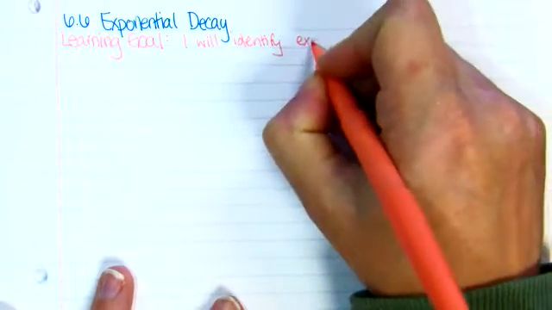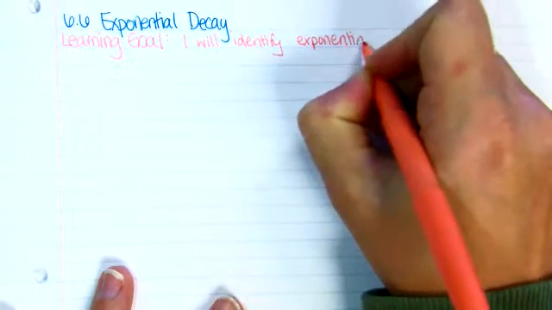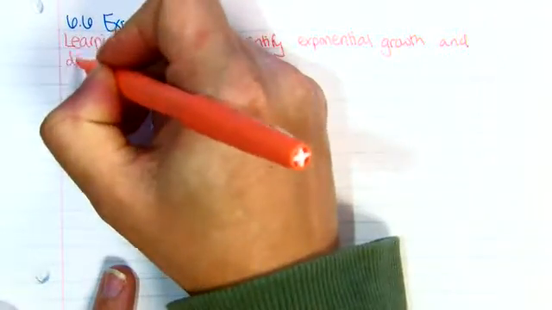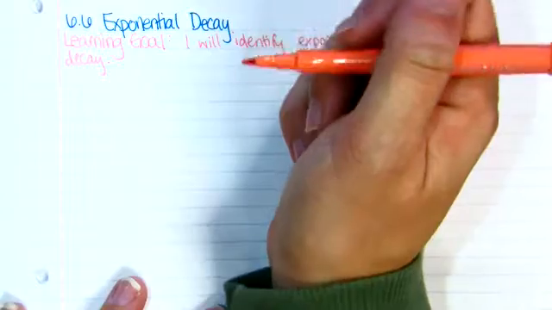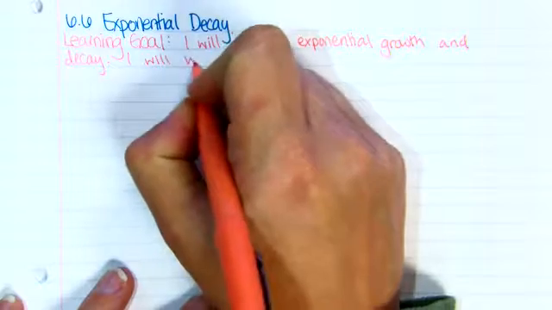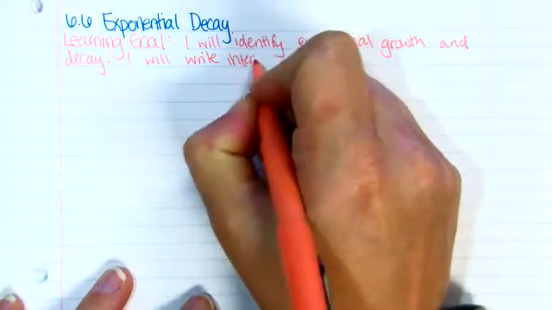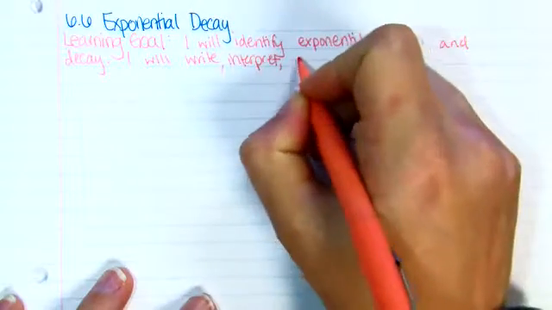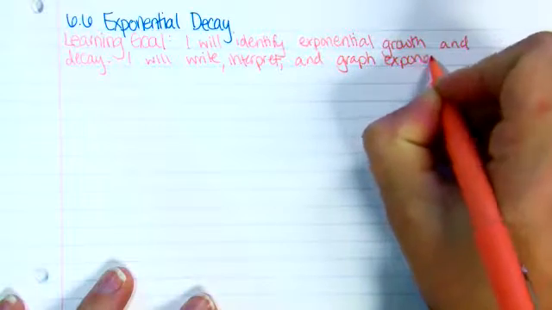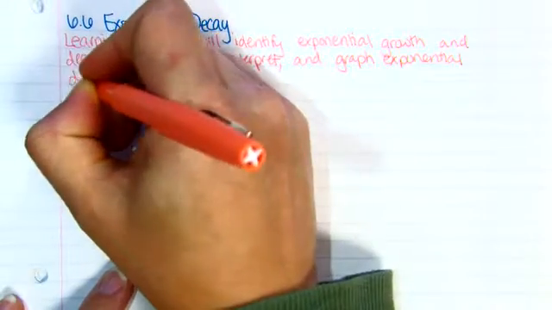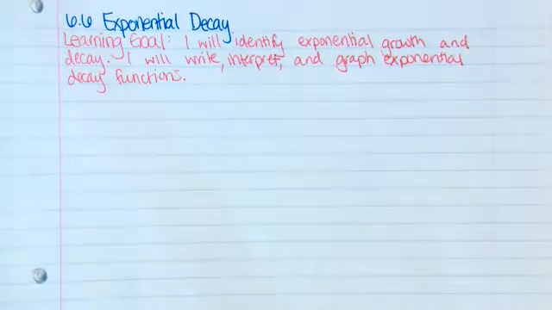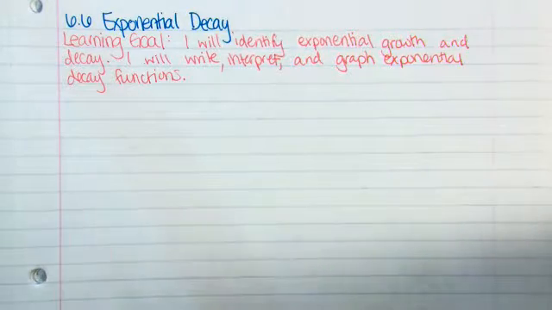So the learning goal for today is: I will identify exponential growth and decay, and I will write, interpret, and graph exponential decay functions. So that's what we're going to be focusing on for this lesson.